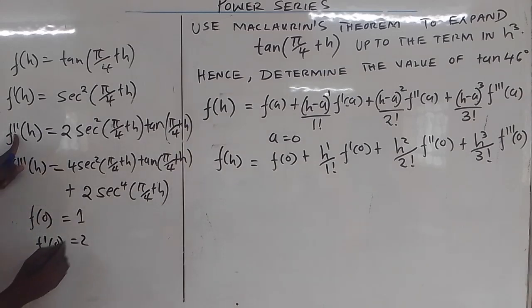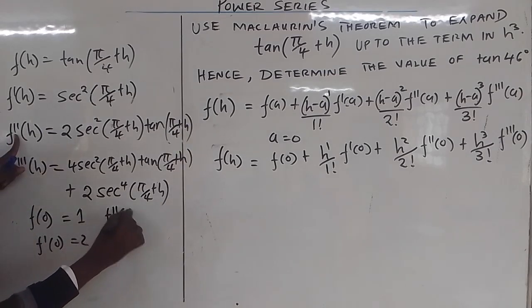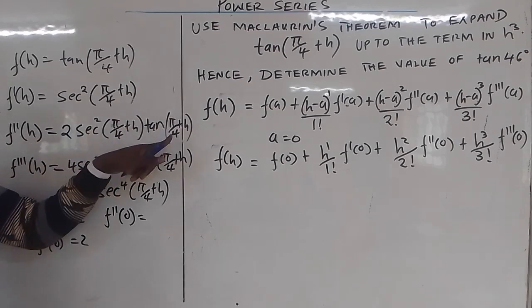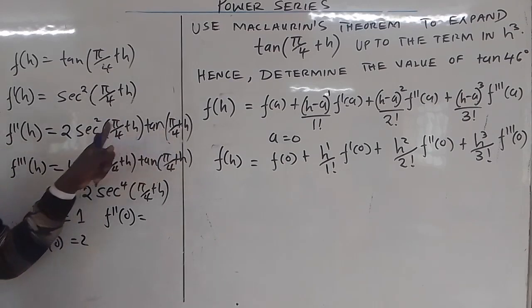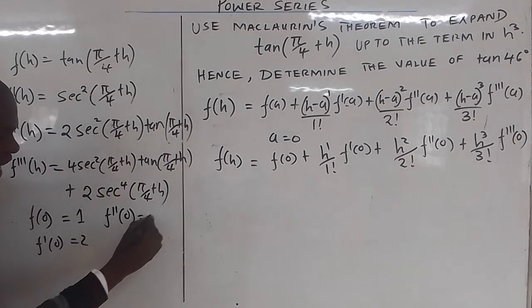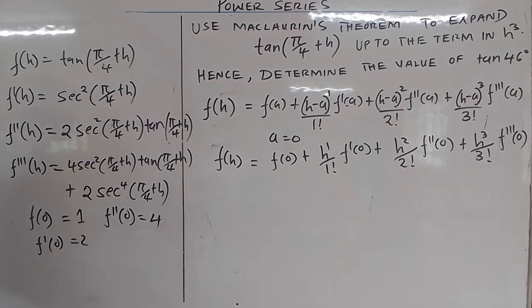F double prime of 0. Where there is h, you put 0. You get tan pi over 4 to be 1, isn't it? Then sec squared pi over 4 we found is 2. So it is 2 times 2 times 1. You get the answer to be 4, isn't it? Ladies and gentlemen, move to the next one.